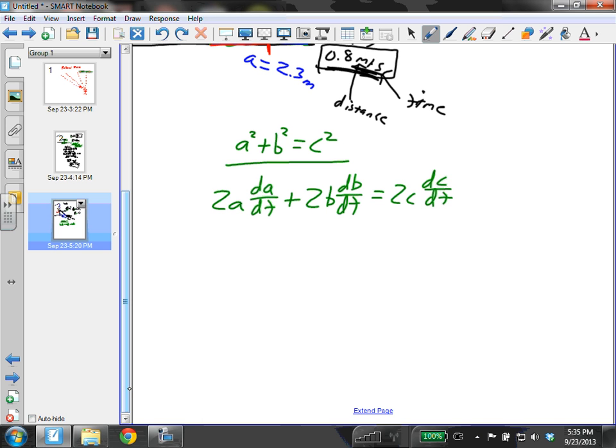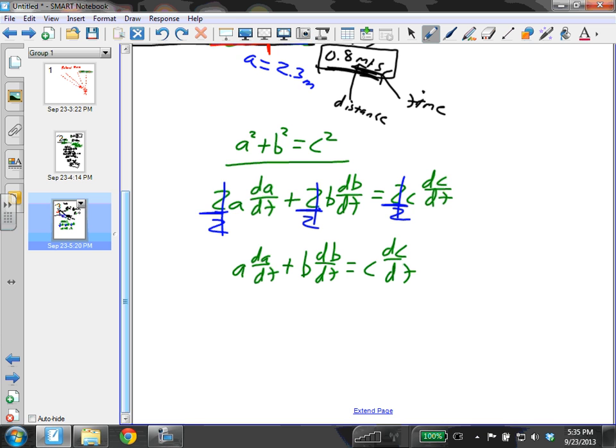Now in this problem, we have 2's in front of every one of these. And so in order to simplify, I'm just going to divide everything by 2, a perfectly legal move algebraically, because if we divide everything by 2, we haven't actually changed the value of the equation. So once we divide everything by 2, all we have is that a times dA/dt plus b times dB/dt should equal c times dC/dt.